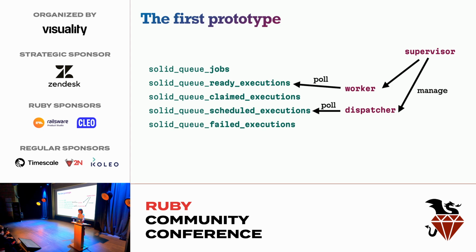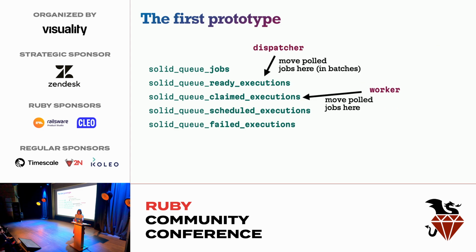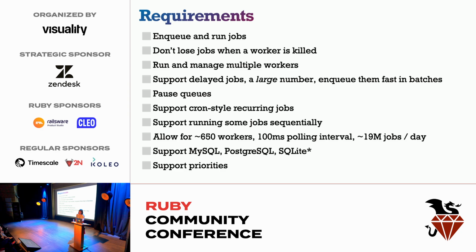They will also be polling, but in this case, the scheduled executions, moving the jobs from scheduled to ready. And then we will have a supervisor that will just be managing those processes. So, the dispatcher will poll jobs to ready, and the worker will poll jobs to claim. Just with that first prototype, we managed to check quite a few requirements.